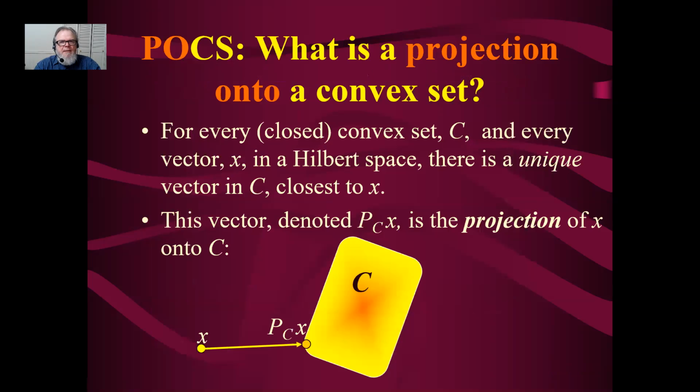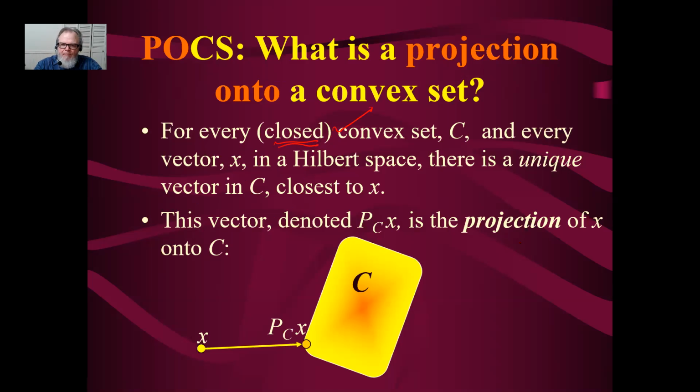So, all well and good. We're going to ask ourselves now, what is a projection onto a convex set? Because POCS is projection onto a convex set. You're going to find this very interesting. For every closed convex set, what does closed convex set mean here? Well, closed is a fancy word that mathematicians use, but for our purposes, a convex set that is closed is a convex set that contains its skin, right? That contains its skin.